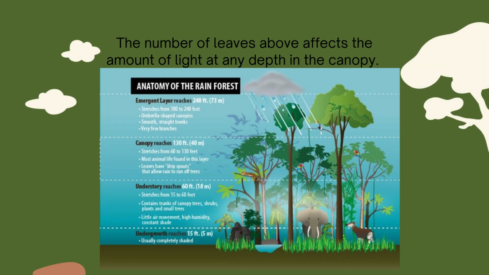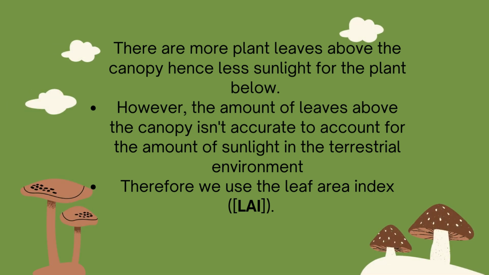And here is an image. The number of leaves above affects the amount of light at any depth in the canopy. Now, here is an example: anatomy of the rainforest. You see where the rain is falling, and you see how the tall trees are getting the rain. You see the birds above, floating above the trees. This is the anatomy of the rainforest, and it shows the emergent layer, where the canopy reaches, where the understory reaches. Now, there are more plant leaves above the canopy, hence less sunlight for the plants below.